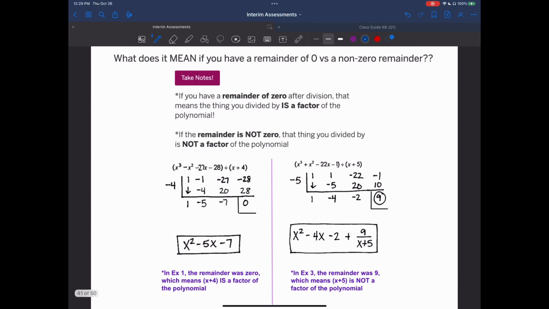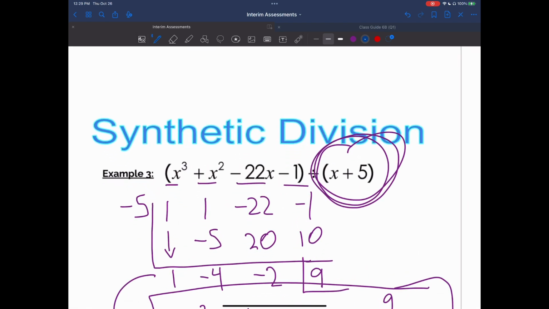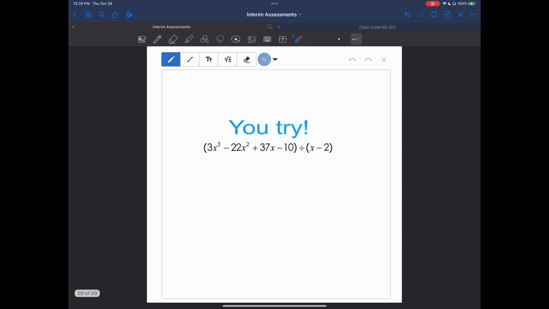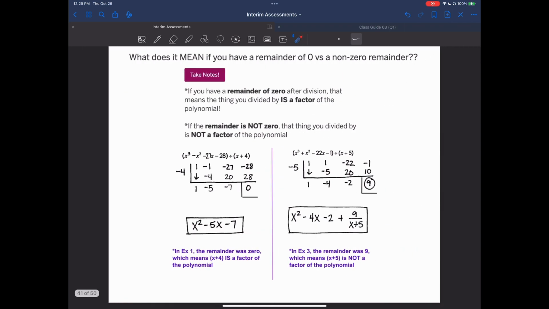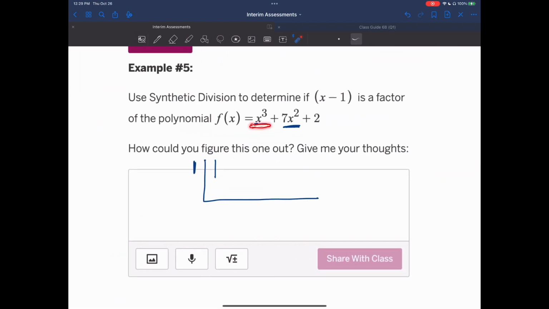If you look at the ones that we did, that has not happened yet, right? Like this one right here went from an x to the third, x squared, x, regular number, right? It didn't skip anything. It didn't go from an x to the third to an x, nothing like that. All of these went in a good decreasing order, but this one does not. So let's start being mindful of that now. We got an x to the third, an x squared, no x, and then we have a 2.